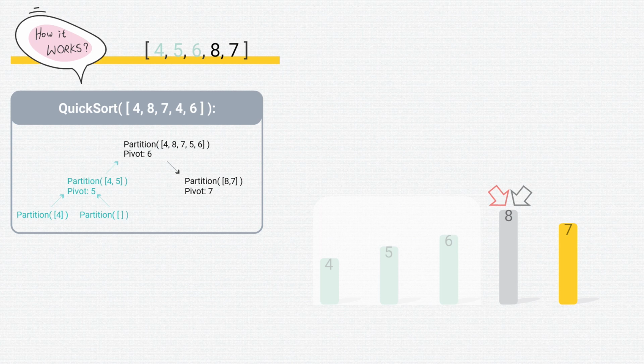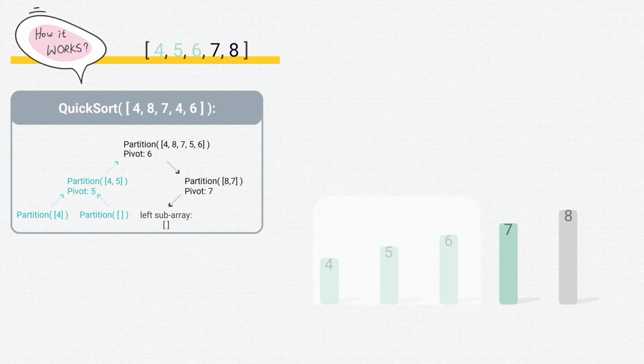Now the right pointer starts to work. It points to 8. 8 is larger than 7, so it moves to the left for one step. Now the left pointer crossed the right pointer, so both of them stop. We swap the pivot 7 with the element pointed by the left pointer. Now our pivot 7 is already in its ultimate right position.